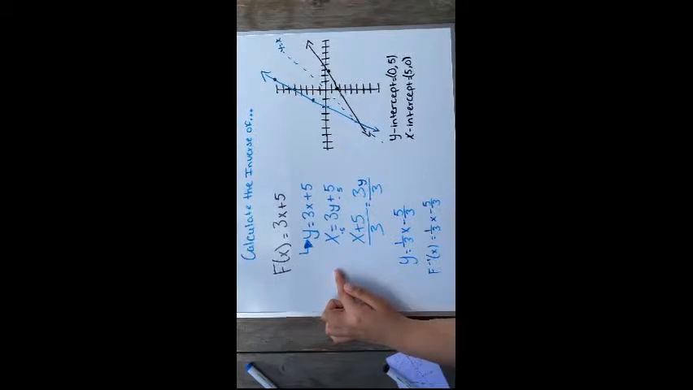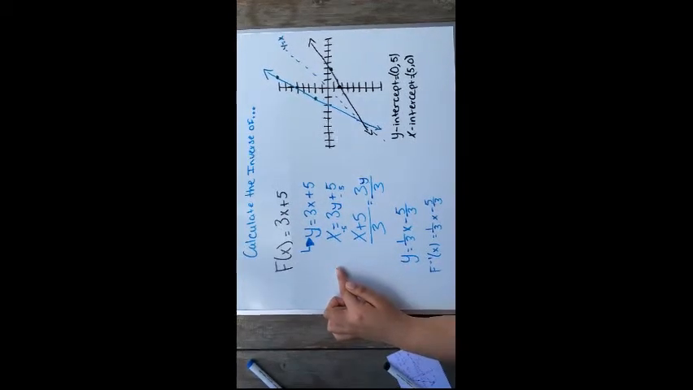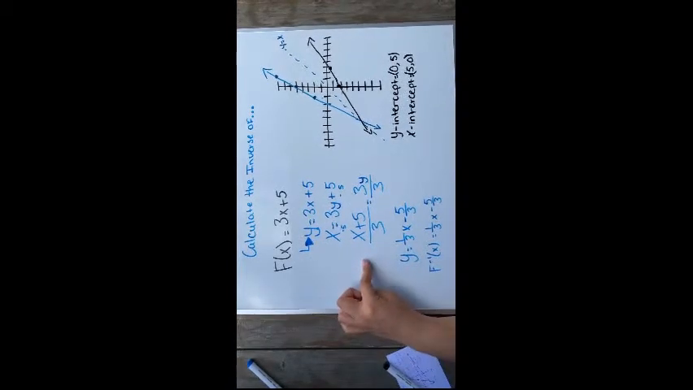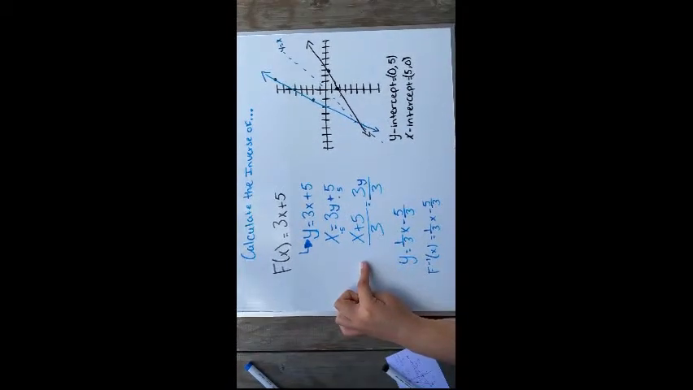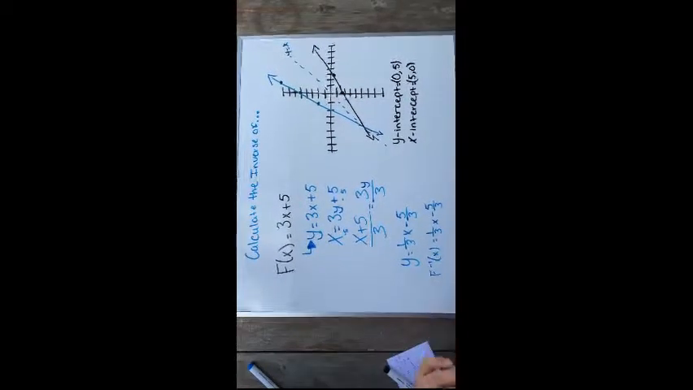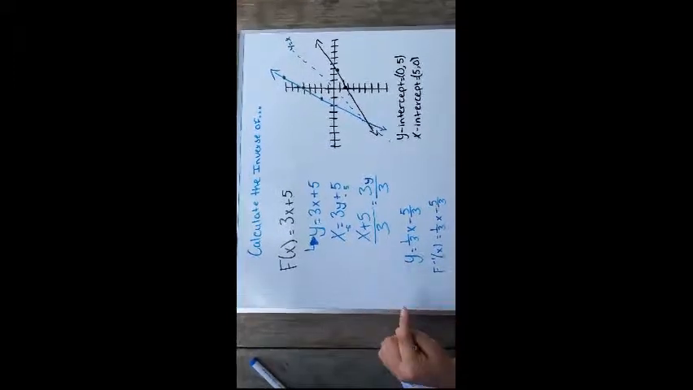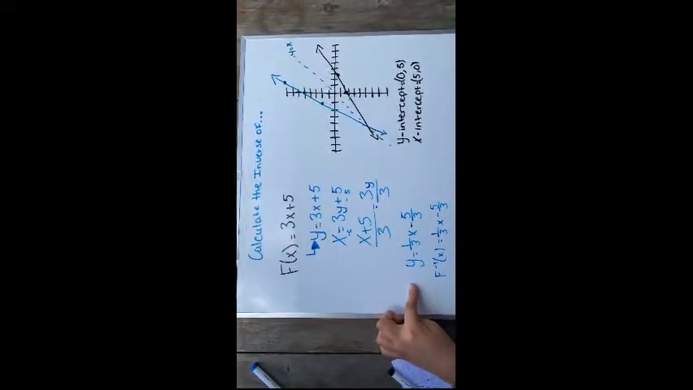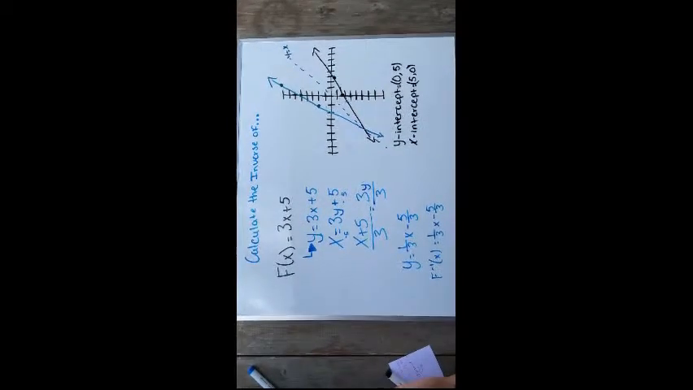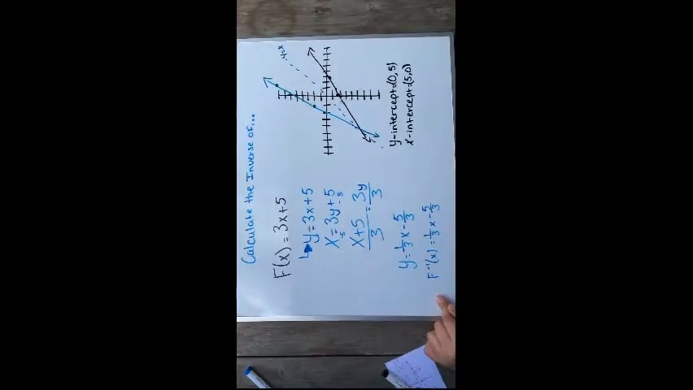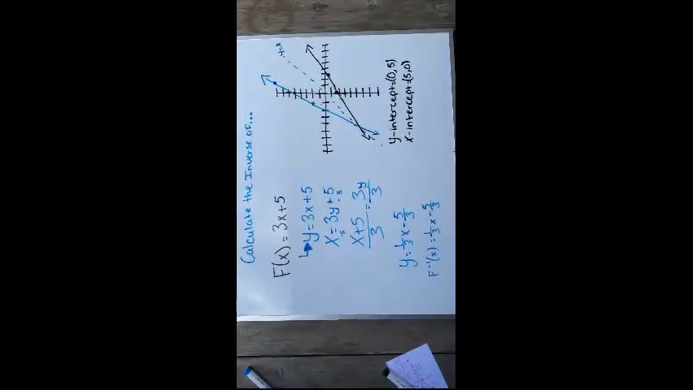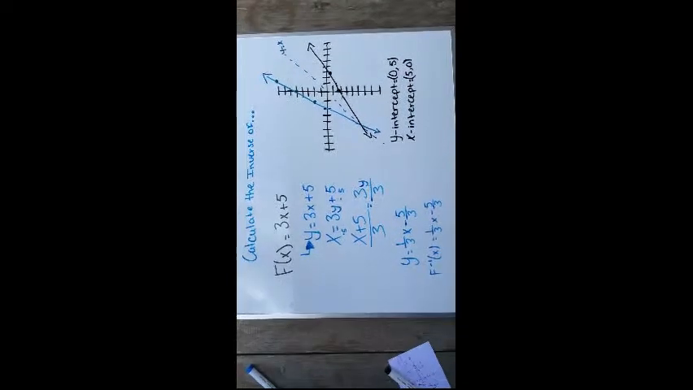equals 3y plus 5. And in order to isolate your y, you would have to subtract your 5, getting x plus 5 equals 3y. And in order, once again, to isolate your y, you would have to divide by 3. And then your answer would be y equals 1/3 x minus 5 over 3. And can also be written as f inverse of x equals 1/3 x minus 5 over 3.